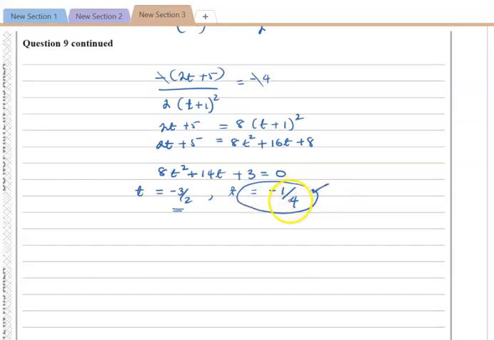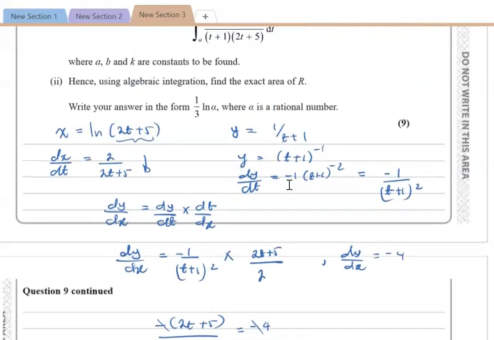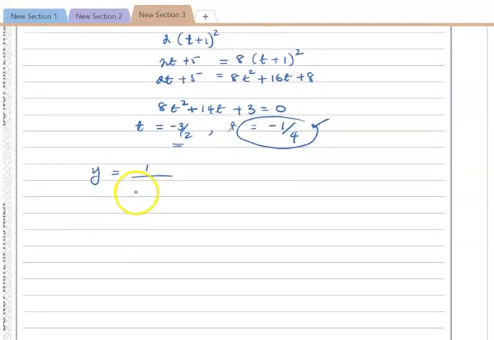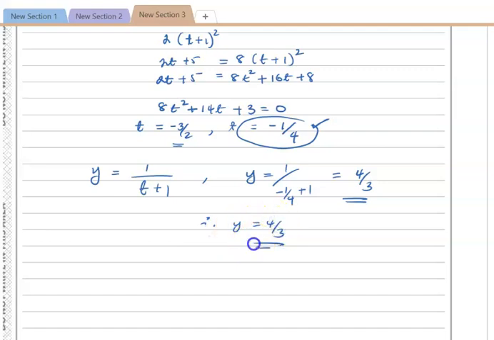t is equal to negative 1 over 4. That means our y value is going to be 1 over, what's the equation for y? 1 over t plus 1. That means our y value is 1 over negative 1 over 4 plus 1, which is 1 over 3 over 4, which is 4 over 3. That's your y value. Therefore, for part A, your y value is 4 over 3.